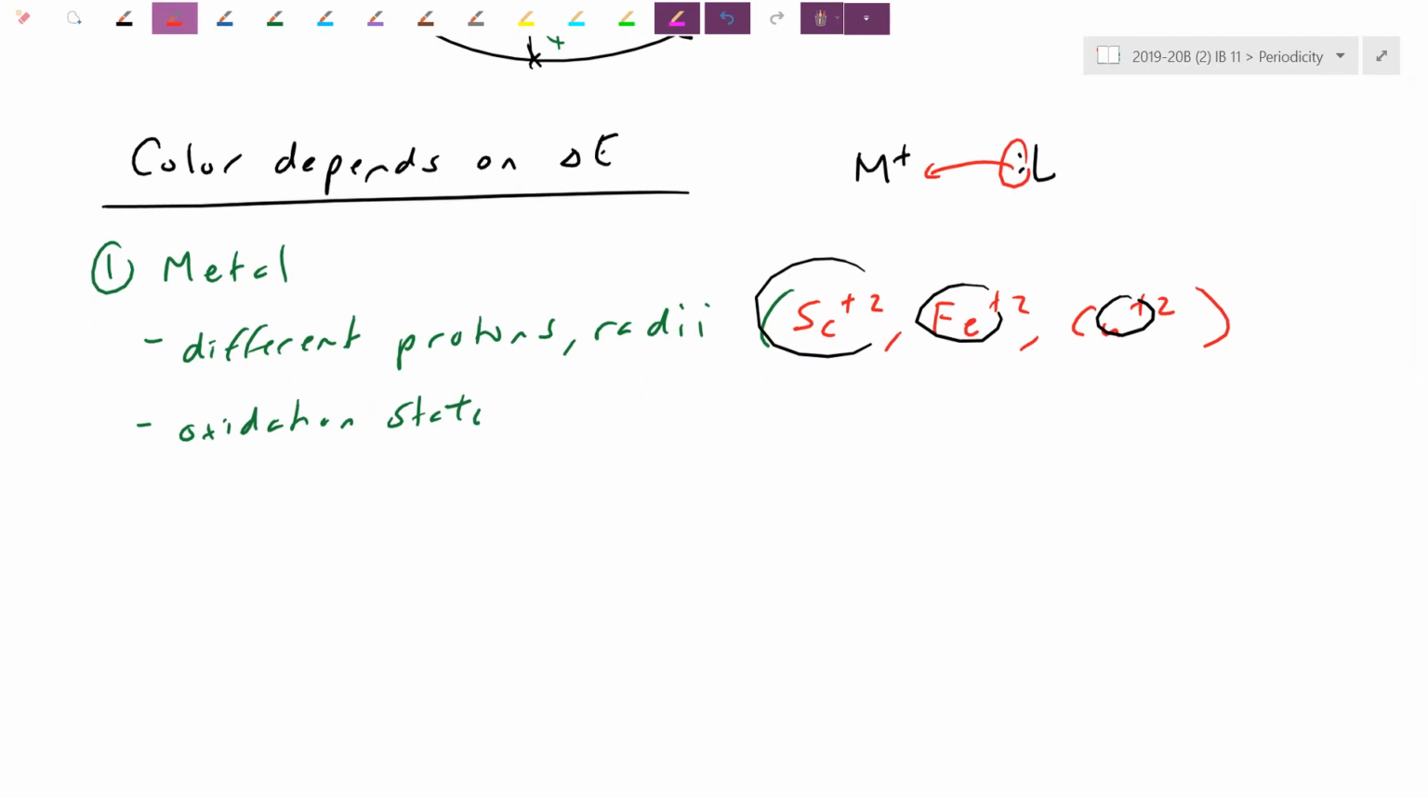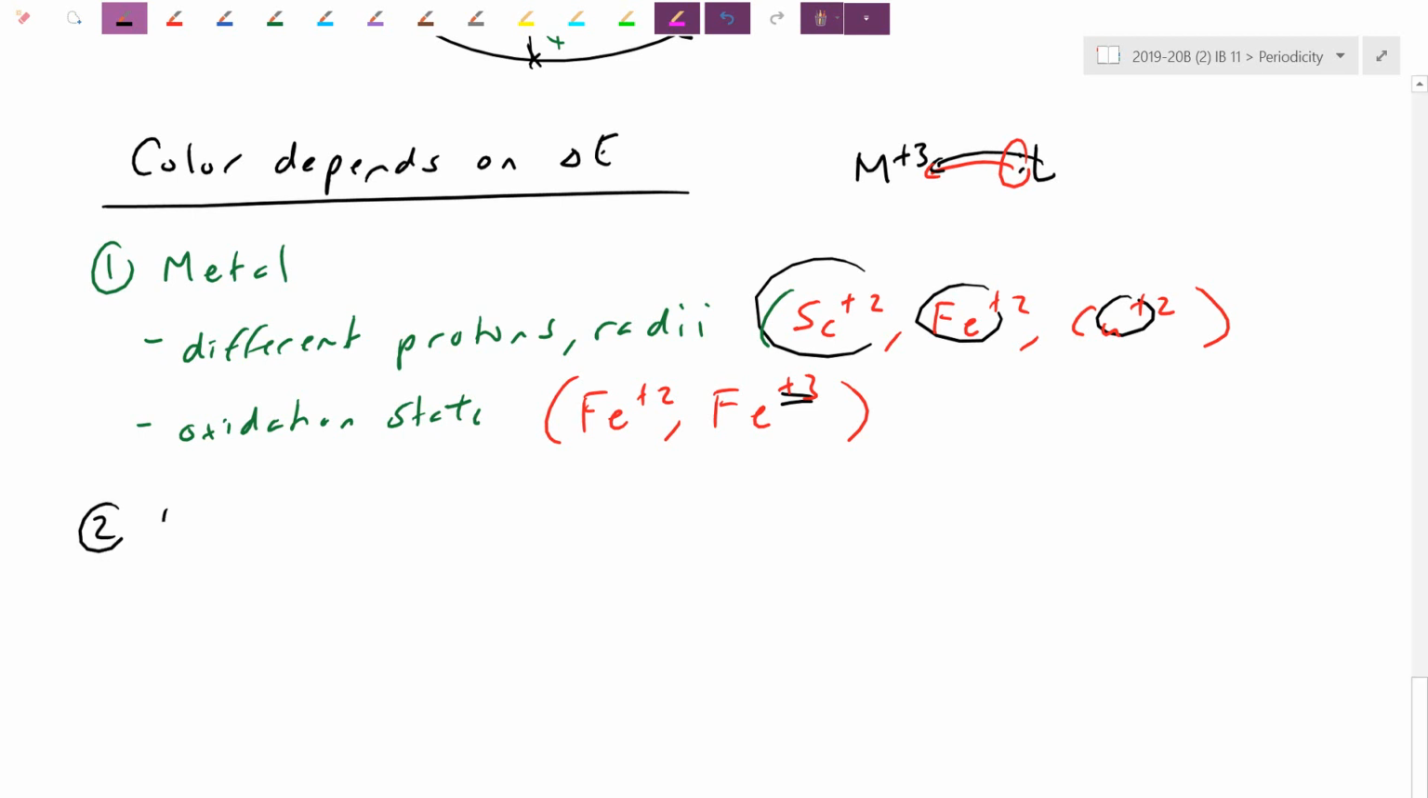Oxidation state, maybe it is the same metal. Maybe it's iron 2 again. But what if I become iron 3? With the more positive attraction, again, the more the ligand is going to want to force its way onto it. That's going to cause even more splitting. You will have splitting as long as ligands are around the metal.